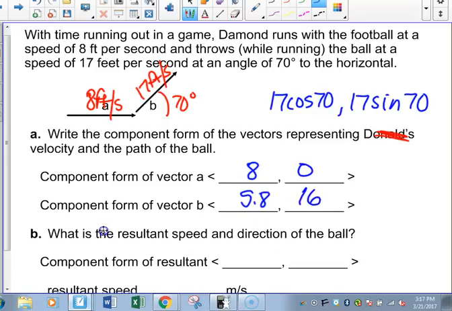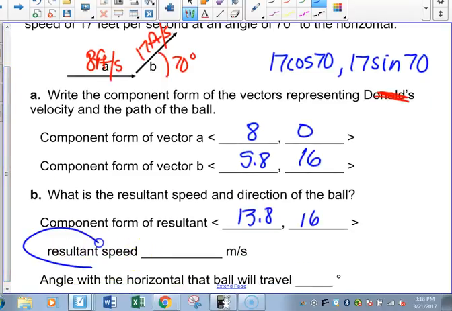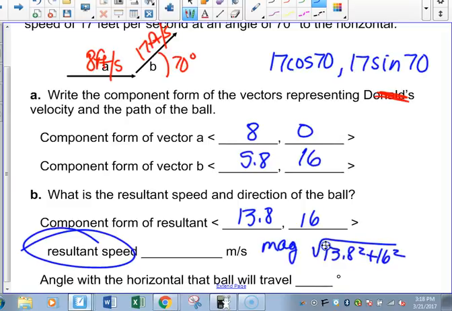Okay. So what is the component form of the resultant? What are we doing there? Adding. So 13.8 and 16. We good so far? Resultant speed. How do you find that, guys? Magnitude, which is the Pythagorean theorem. I got 21.1. Anybody? Okay, so because he was running when he threw the ball, it went a little faster than the 17 he threw it at. It went 21 because of the added speed that he was running.